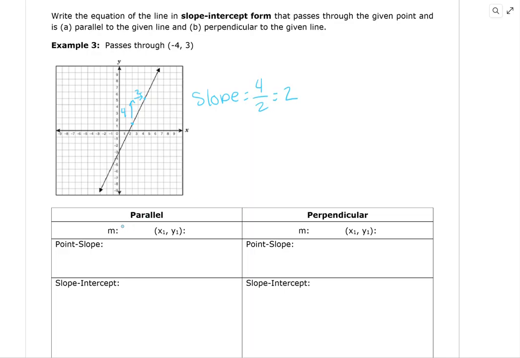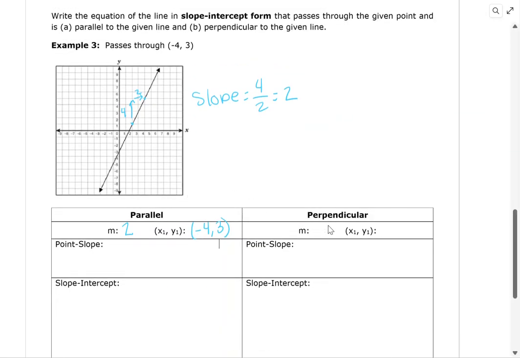So if we want it parallel, we know our slope has to be the same, but we're going through this time the point -4, 3. It doesn't matter what point you choose for your parallel lines. Whatever point that is, as long as the slope is the same, it's going to end up parallel. In this case, it gives you the point, so we're using that.